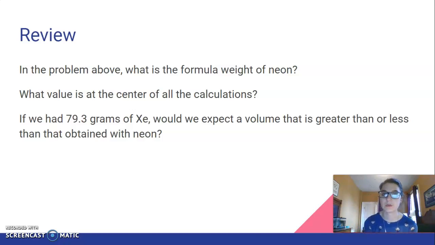The second question, what value is at the center of all the calculations? What's the center of our roadmap? The hub. Pretty obvious, I think, at this point.